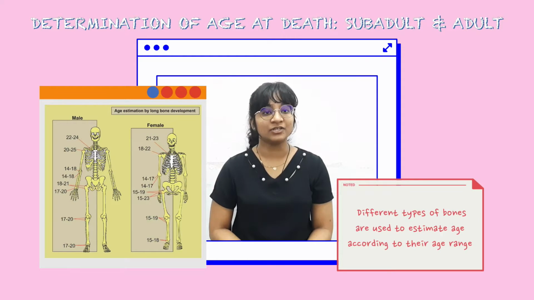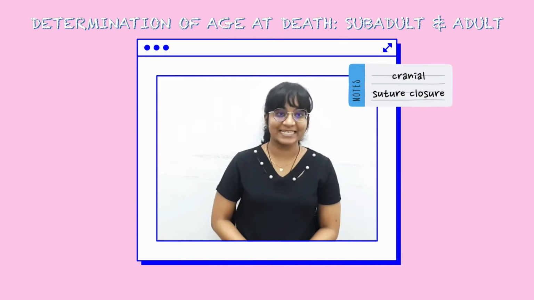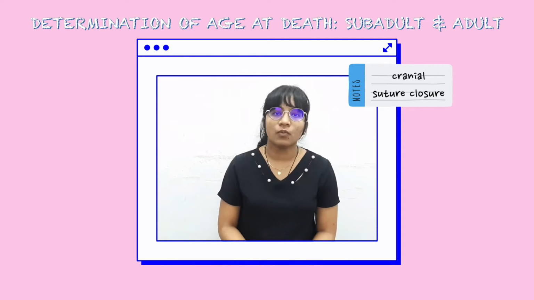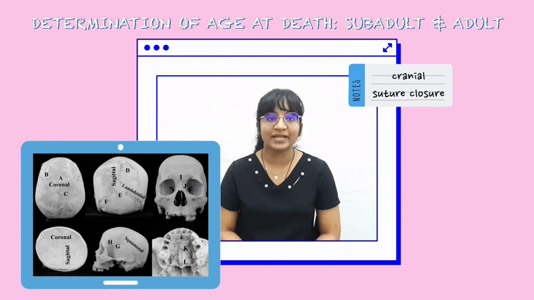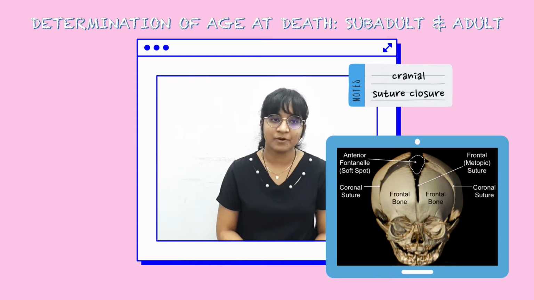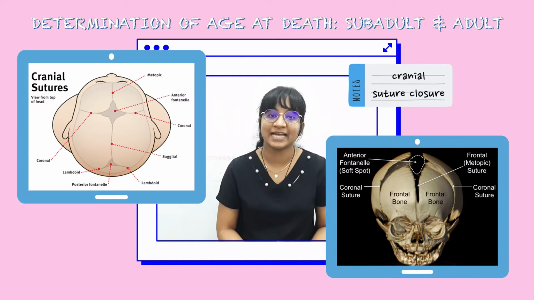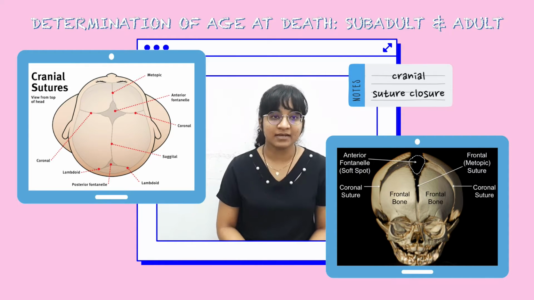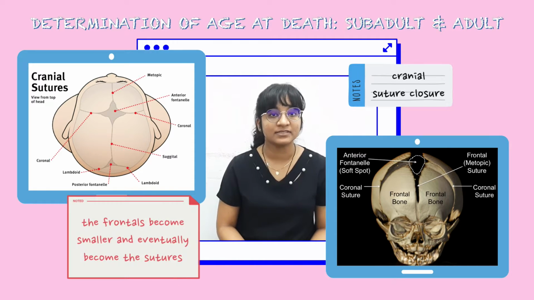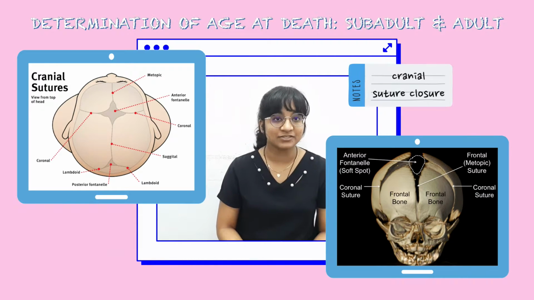Different types of bones are used to estimate age according to their age range. Approximate age can be determined in many ways. One way is by the size and the development of the skull. This method is accurate when it comes to fetuses. Analysis of the fontanelles, or soft spots, is another way to try to identify the approximate age of a fetus using the skull. As the skull becomes more developed, the fontanelles become smaller and eventually become the sutures. As we age, the sutures fill in more and become harder.